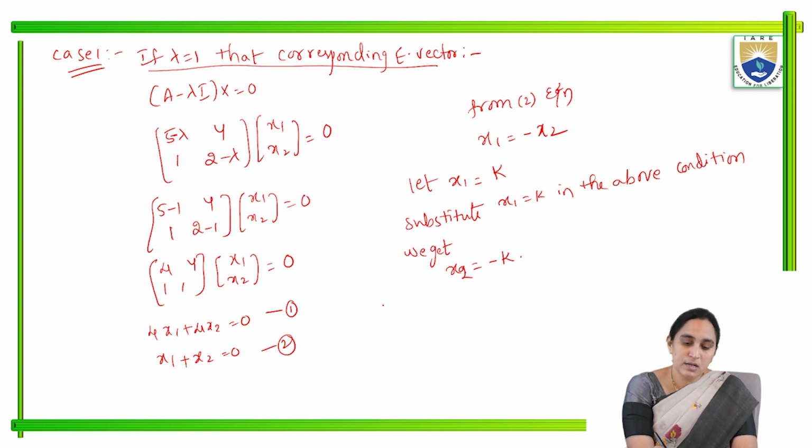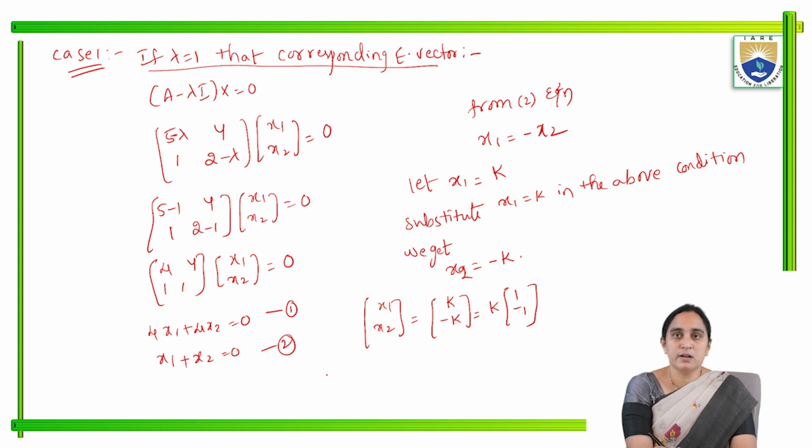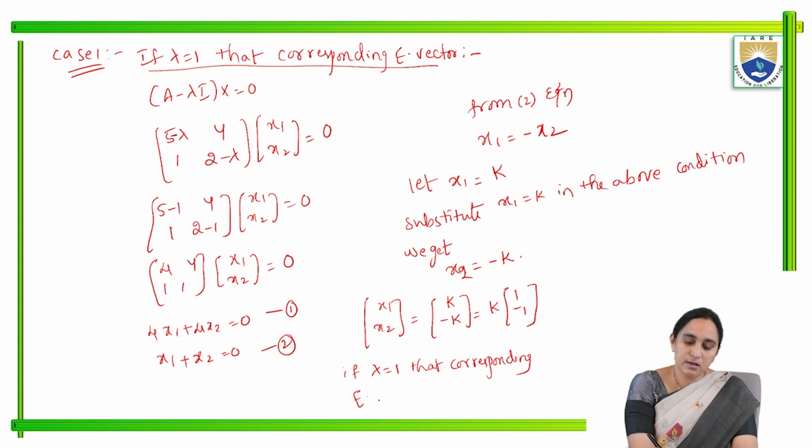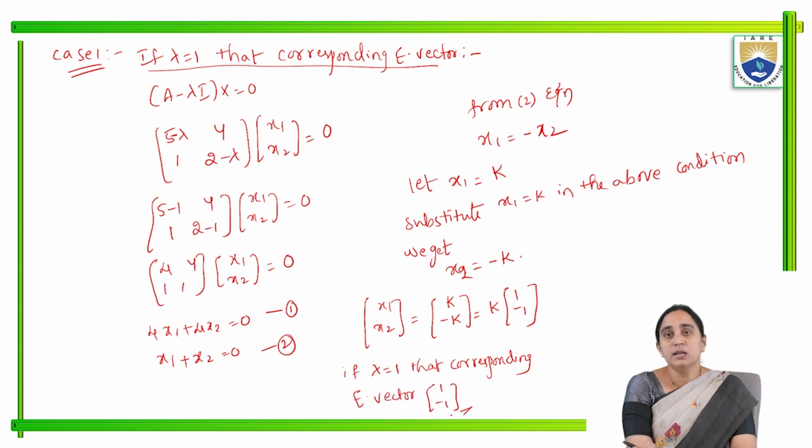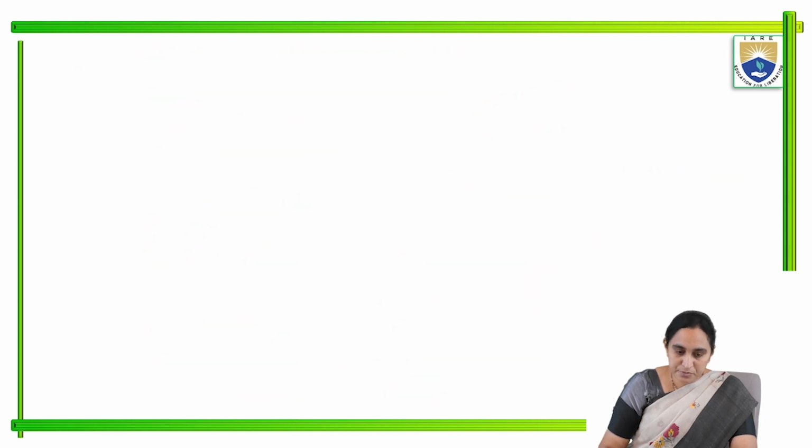Therefore, if lambda is equal to 1, what about the corresponding eigenvector? x1, x2 is equal to k, minus k. Taking k outside, that is 1, minus 1. Therefore, if lambda is equal to 1, the corresponding eigenvector is 1, minus 1. Okay, this is the first eigenvector if lambda is equal to 1. And the second eigenvalue, lambda is equal to 6.